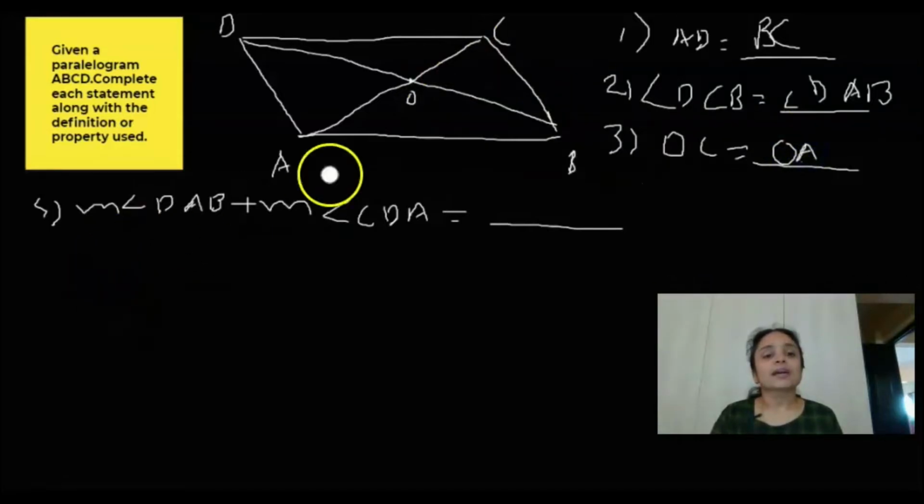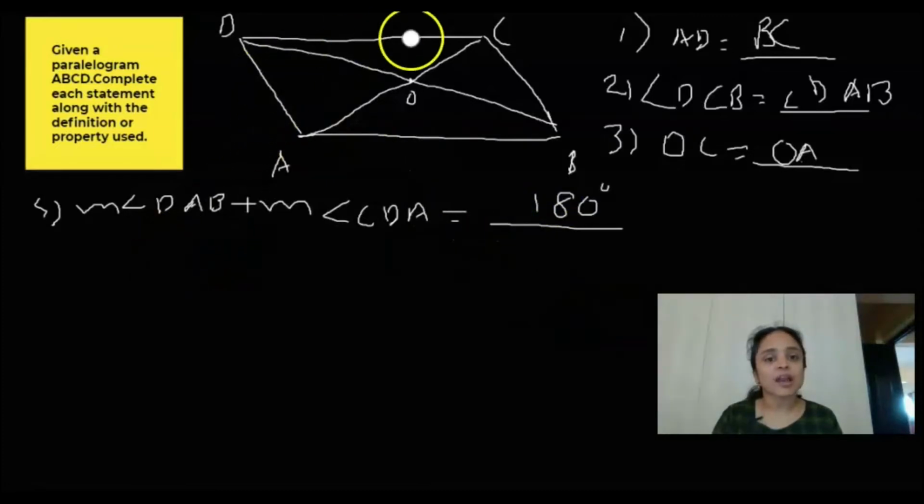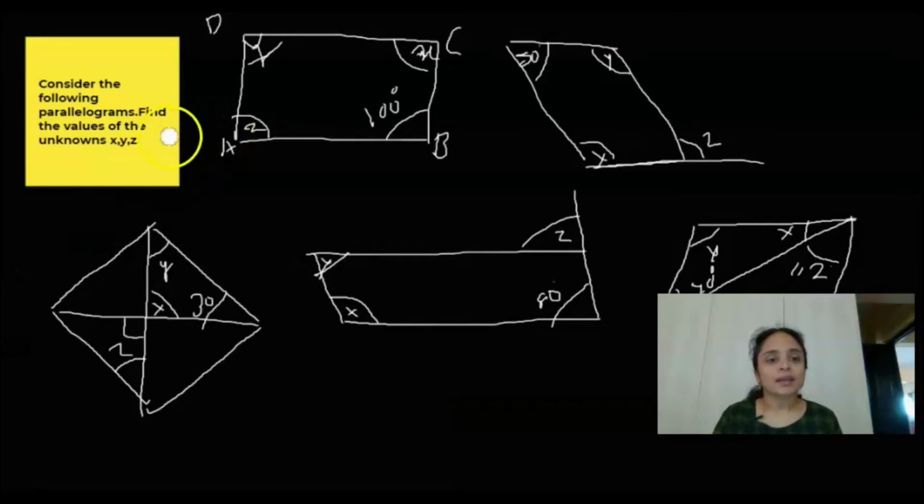And the measure of angle DAB plus the measure of angle CDA. Sum of adjacent angles will be equal to 180 degrees. These two angles are adjacent angles, so the sum is equal to 180 degrees. Okay, understood?